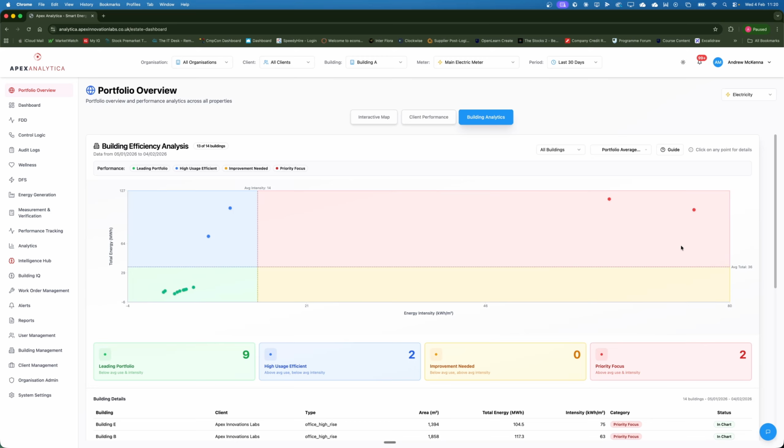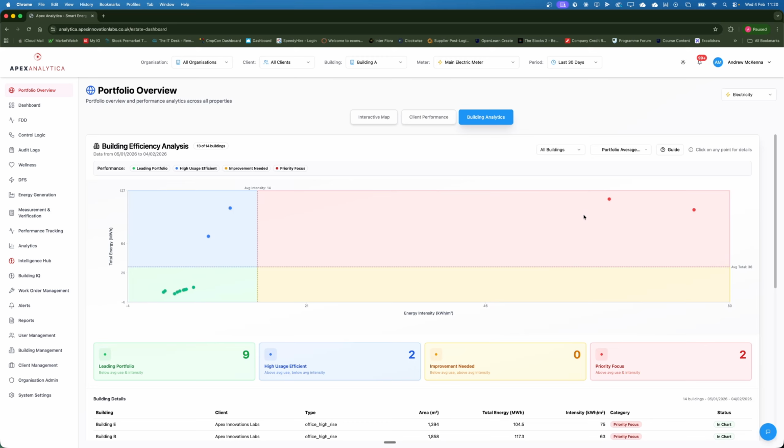cleaner way to benchmark sites, because if the buildings are the same, then we should anticipate that bang for buck, that they should be relatively similar. And if they're not, there's a reason why. And so we want to put our focus and attention on these particular buildings.